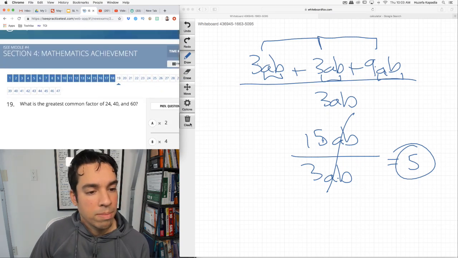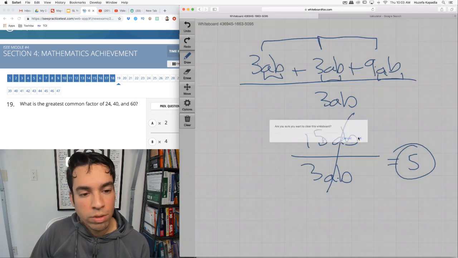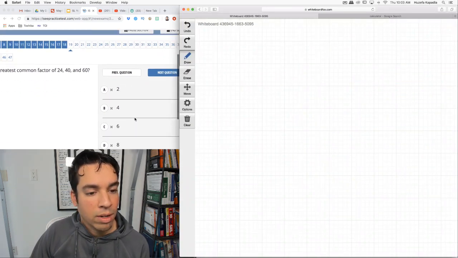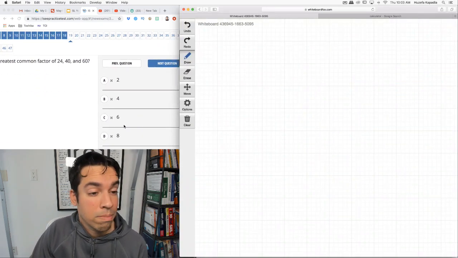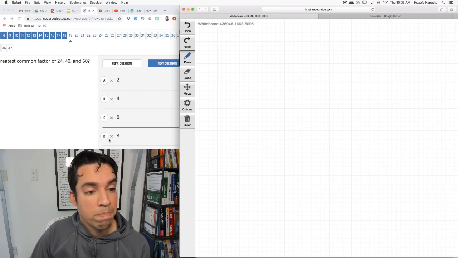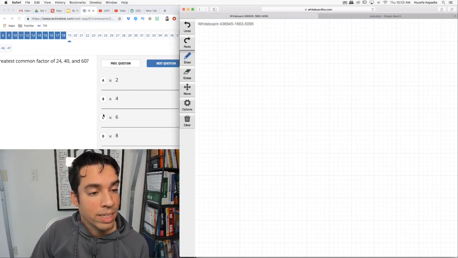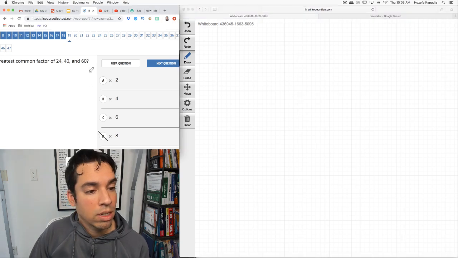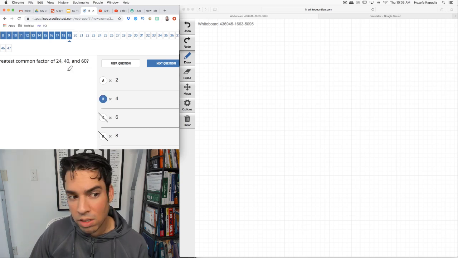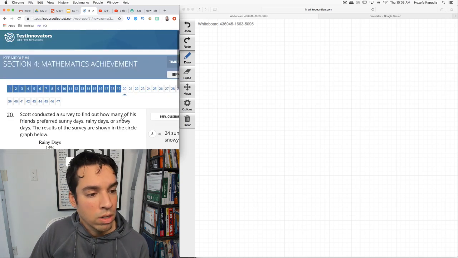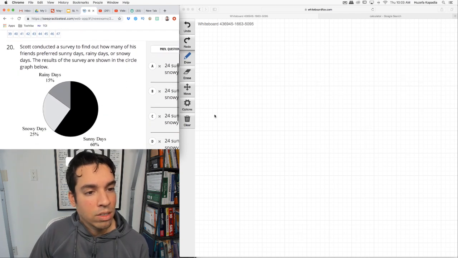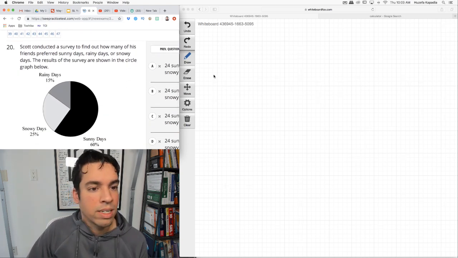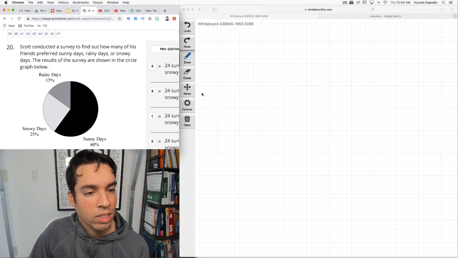What is the greatest common factor of 24, 40, and 60? Okay, again, we can look at the answers. To be honest, this is not a bad way to do this. And go from the big, because we're looking for the greatest one, go from the biggest down. 8 doesn't work because 8 doesn't go into 60. 6 doesn't work because it doesn't go into 40. 4 works because 4 times 15 is 60. 4 times 10 is 40. 4 times 6 is 24. Done.